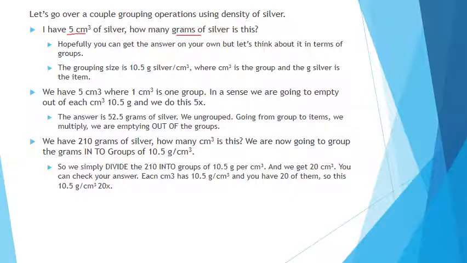The way I like to think about it is I have 5 centimeters cubed of silver, and each one has 10.5. So what do I do? I do 10.5 5 times. So I'm ungrouping. Here's my group. I'm going from centimeters cubed, which is my group, to my items. So I do 10.5 5 times for 52.5. Okay, so now the other way.